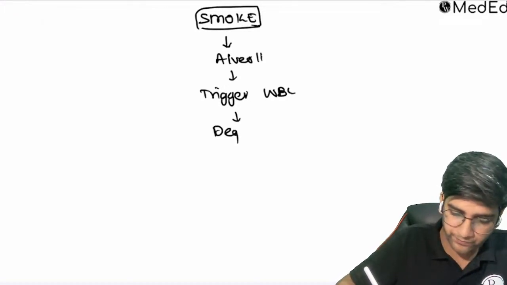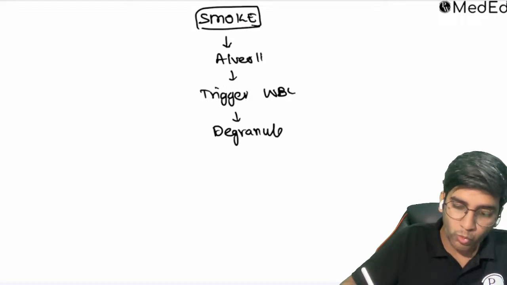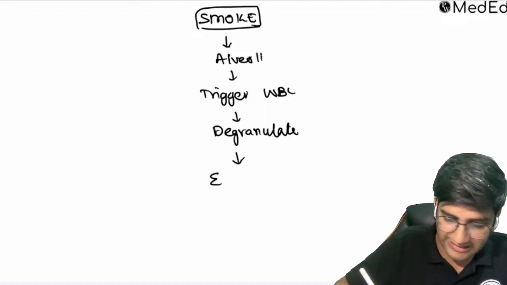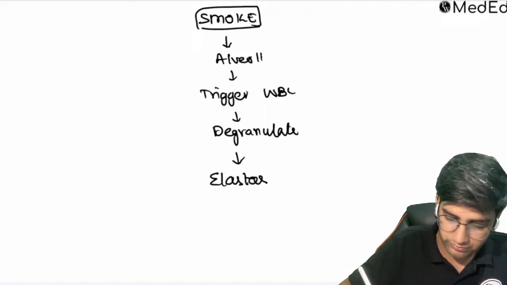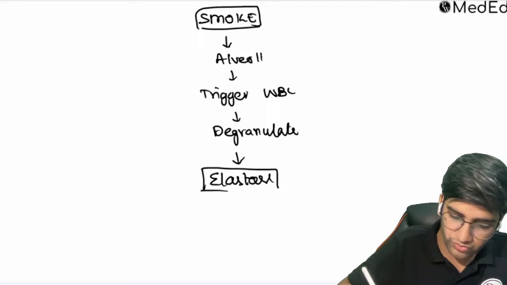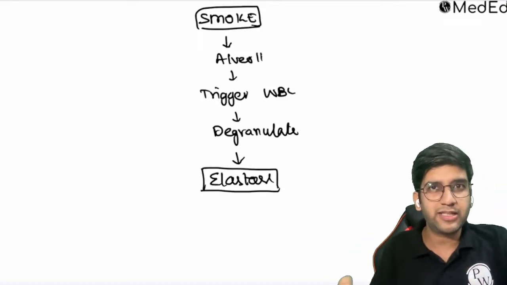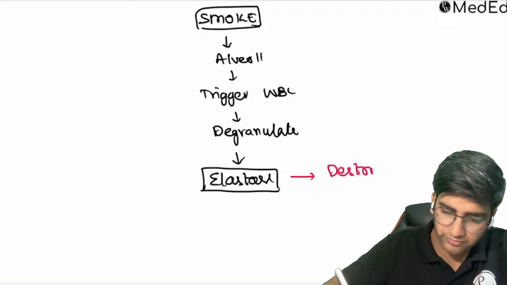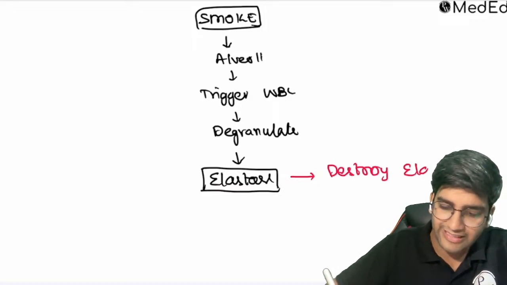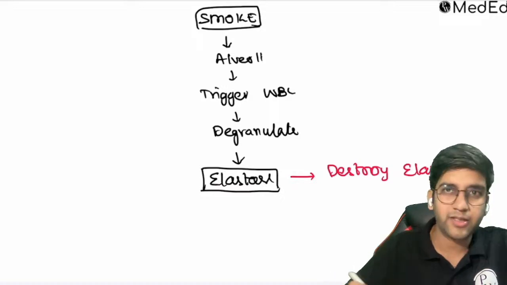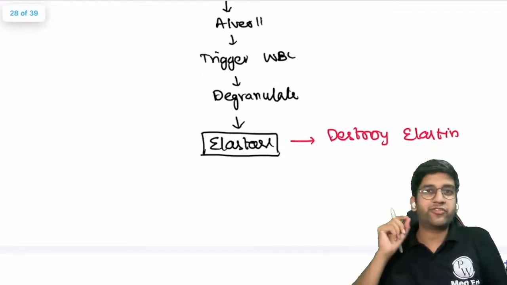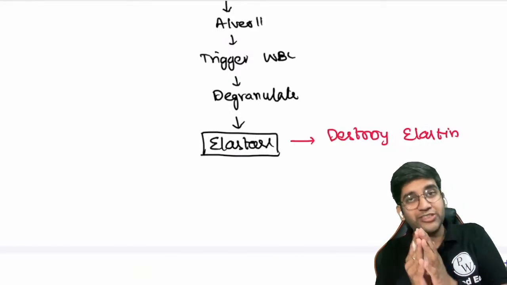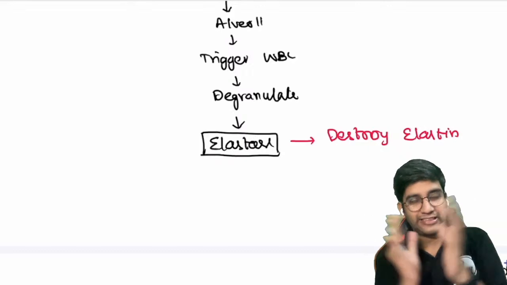In other words, one of the important enzymes which comes outside due to smoke is elastase. What does elastase do? As the name says, elastase is going to destroy elastin, or the elastic fibers, right? The biggest advantage of the lung is elasticity. Alveoli is an alveoli because it can expand, it can contract.